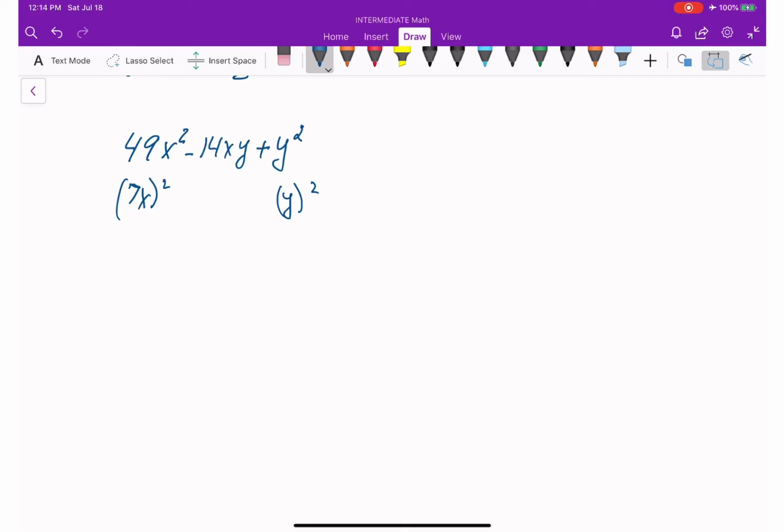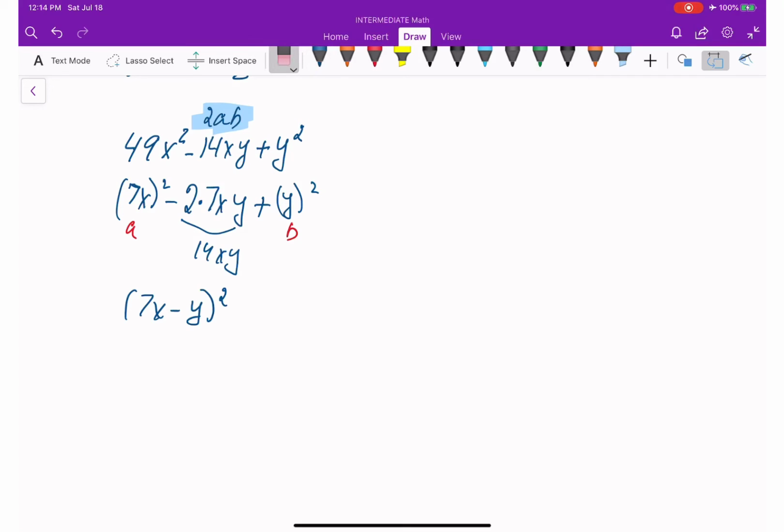Let's see in the middle if we get 2ab. So minus, my a is 7x, my b is y. So it's going to be twice, a is 7x, b is y. Do we get 14xy? Indeed, we get 14xy. Therefore, we can apply the perfect square formula, which is going to be a minus b squared, which is 7x minus y squared. All right?